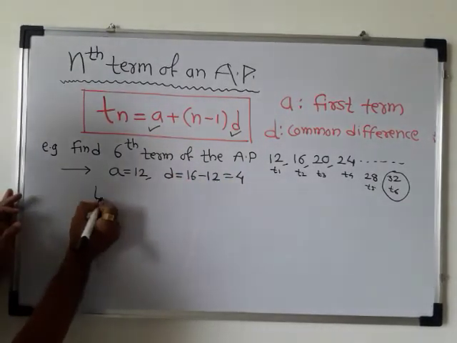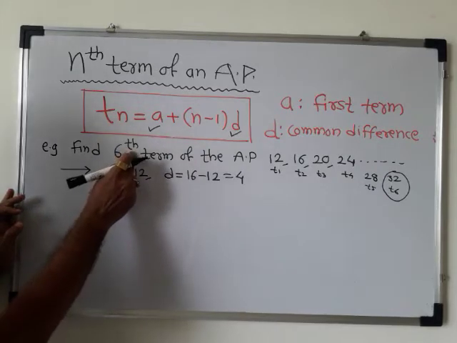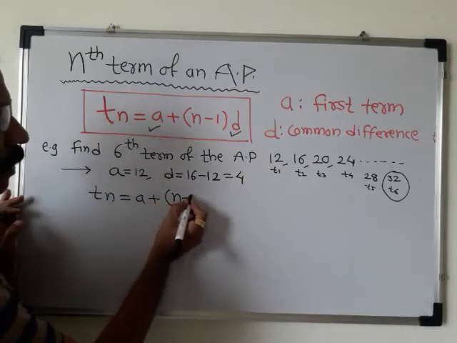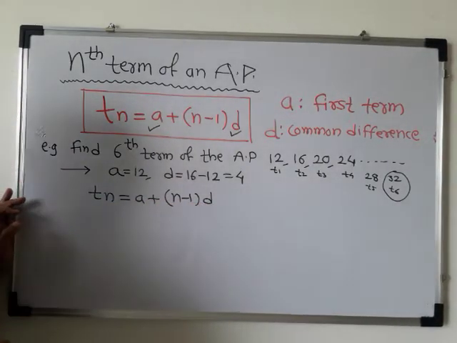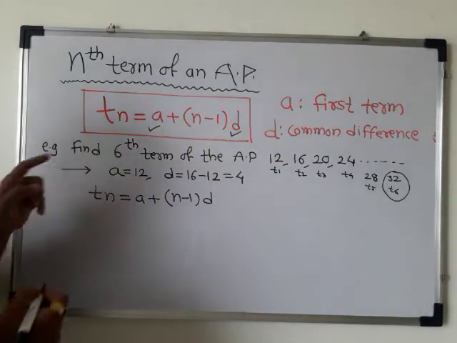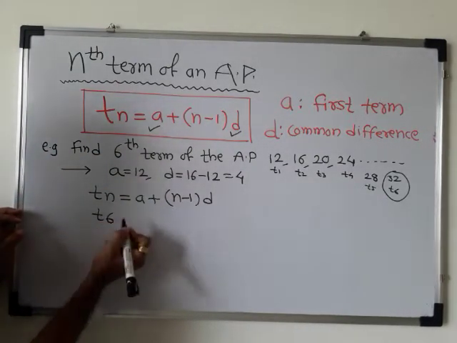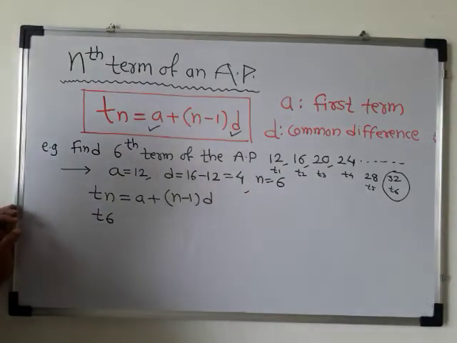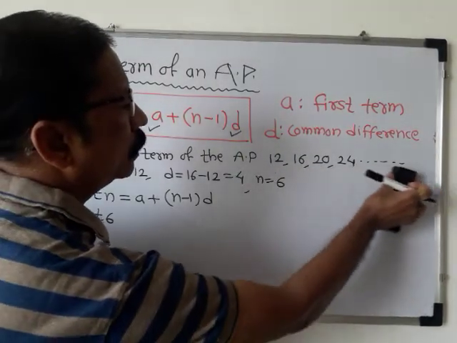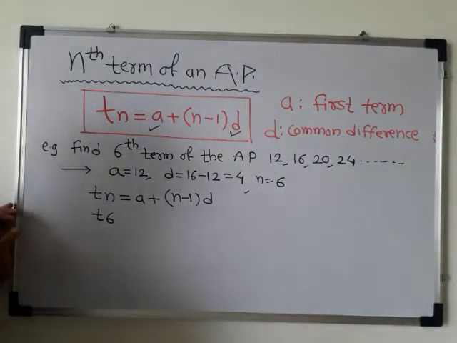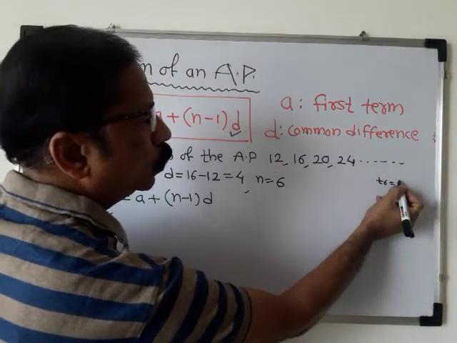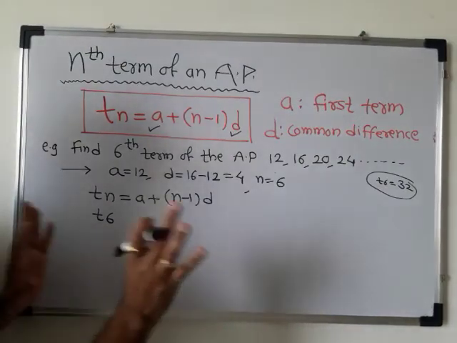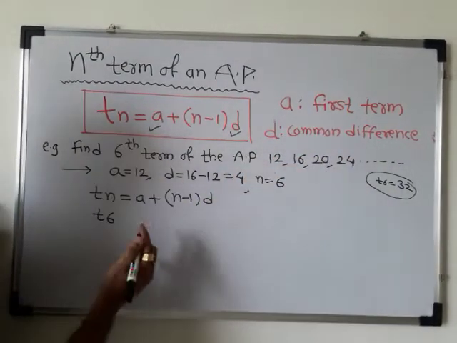Now they ask find the sixth term. So apply this formula. Tn is equal to a plus n minus 1 into d, and substitute. n means sixth term, that is n means 6 here. Okay, I will rub this part. Answer everyone knows. Sixth term should be 32. Orally we calculated, and here we will confirm that answer with the help of formula. Are you getting same answer or not?